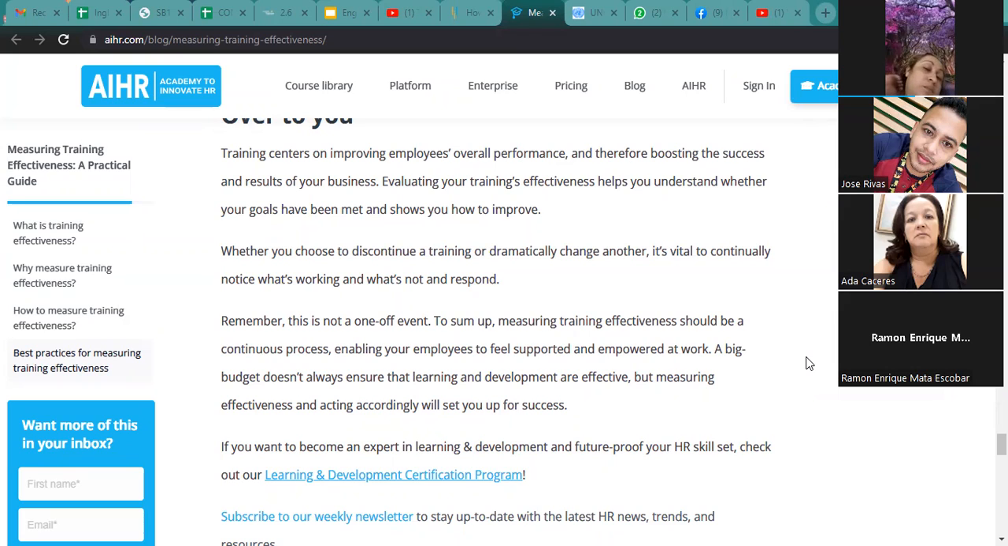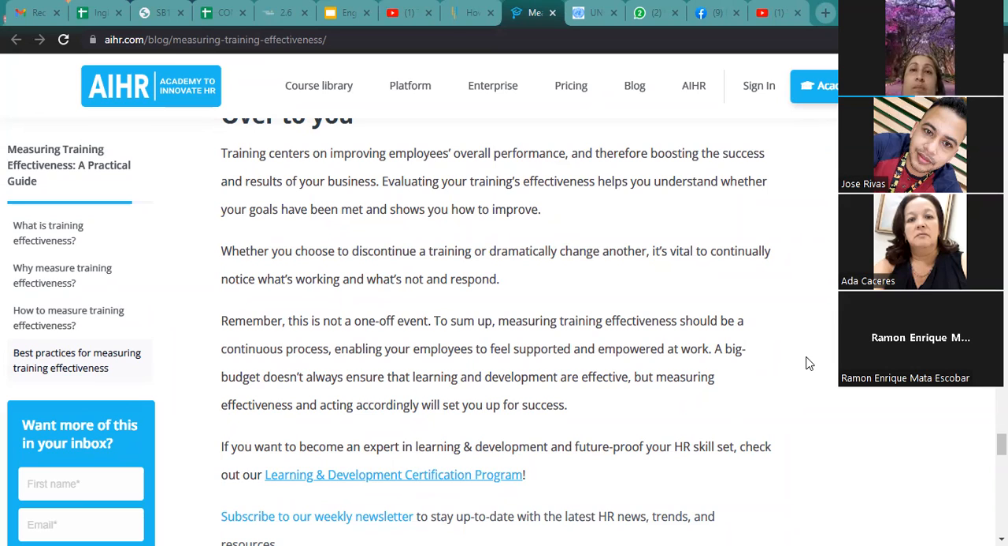Okay, what did you get from this? Let's see. I think that it is about evaluating the training so we can understand whether the goals that had been set have been met, and show a really nice improvement, and also choose another way in order to step into a new training, I think so.